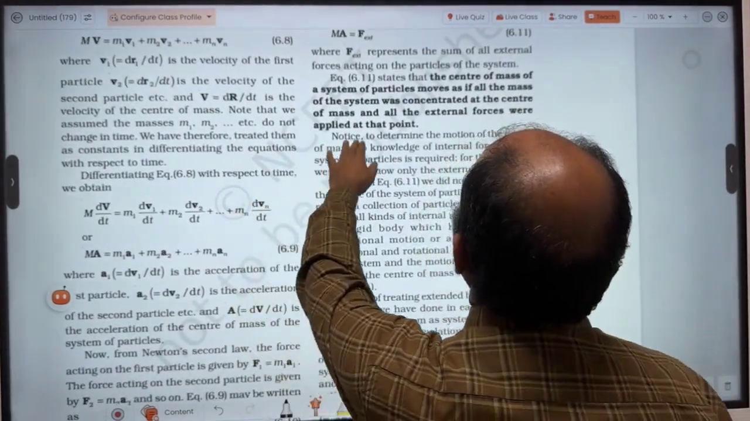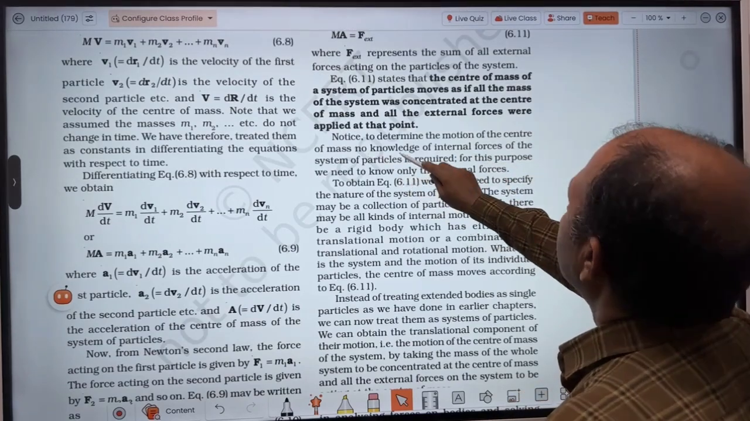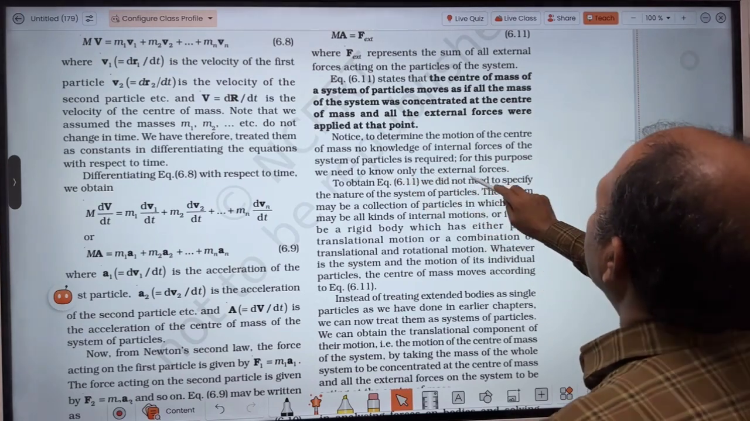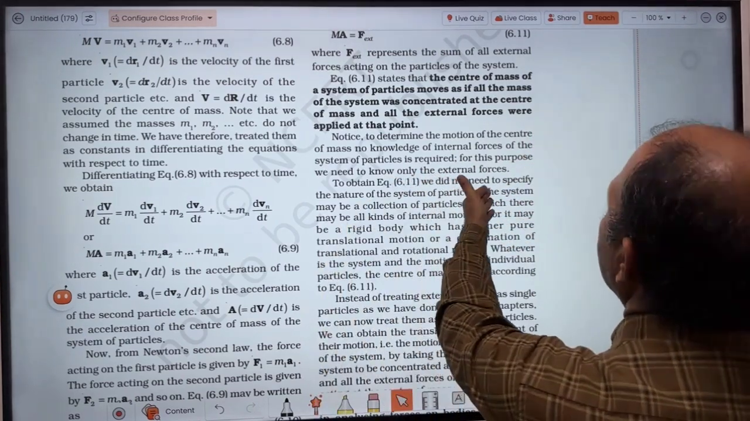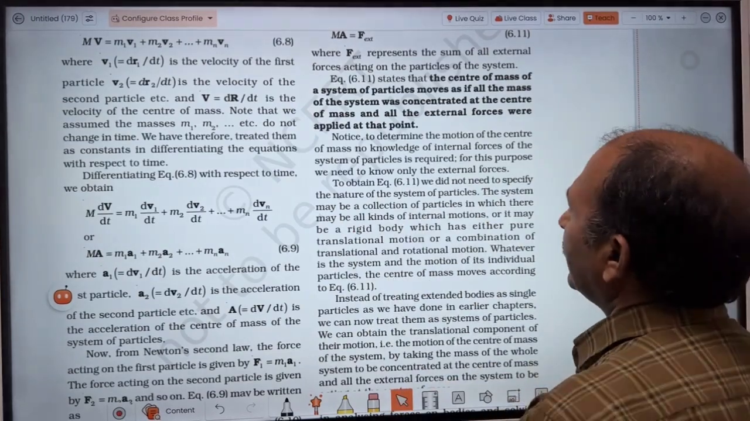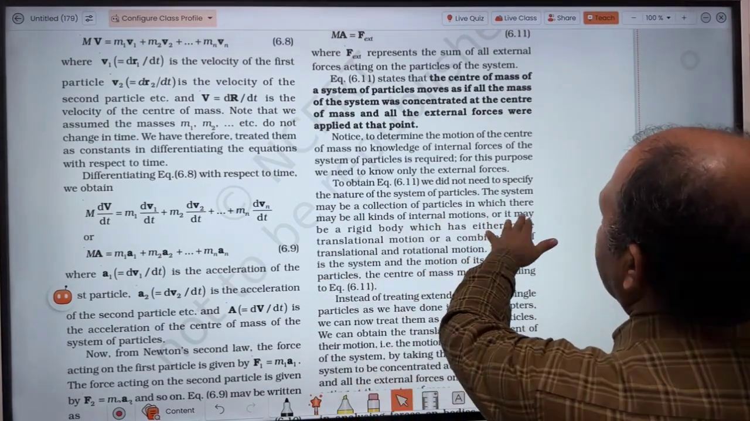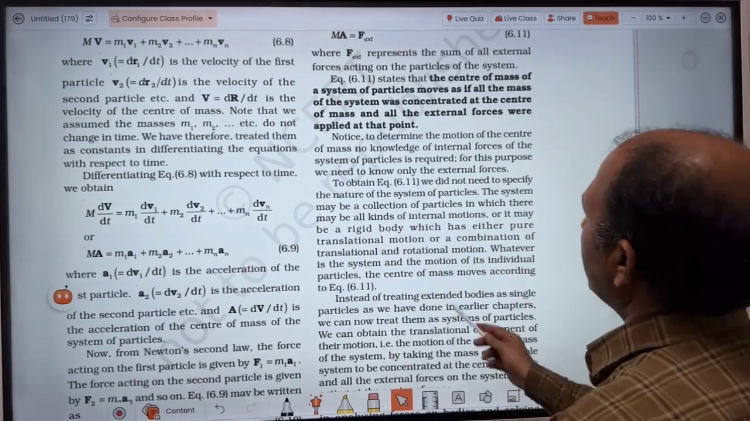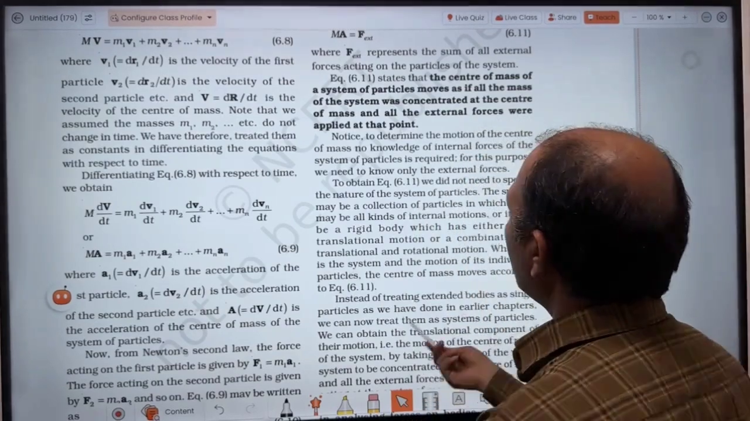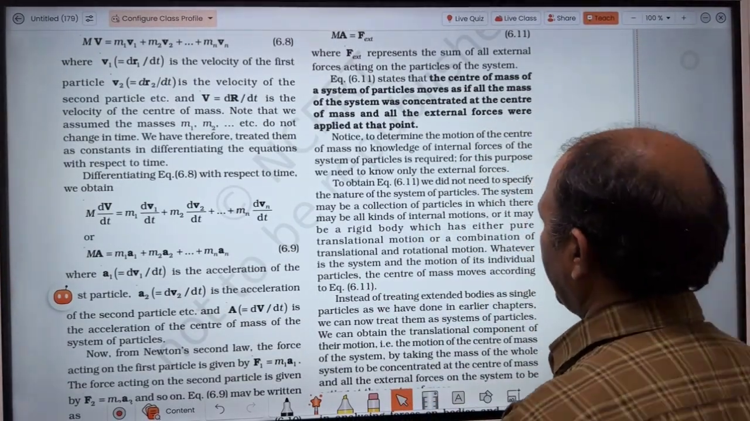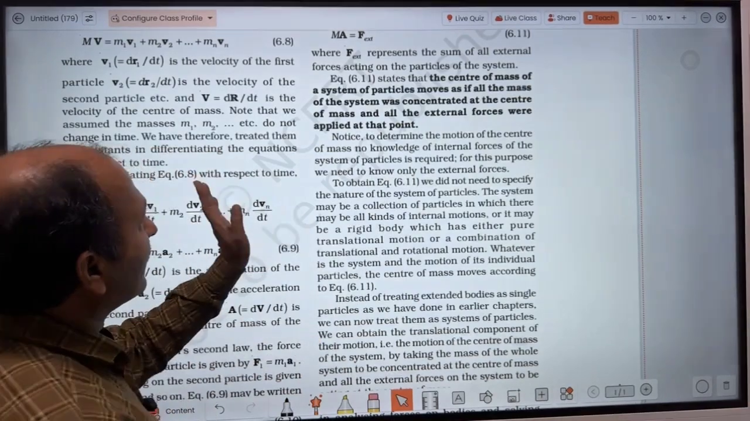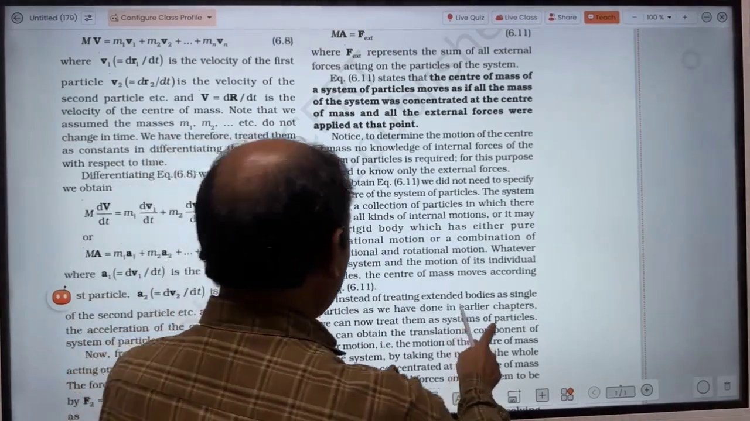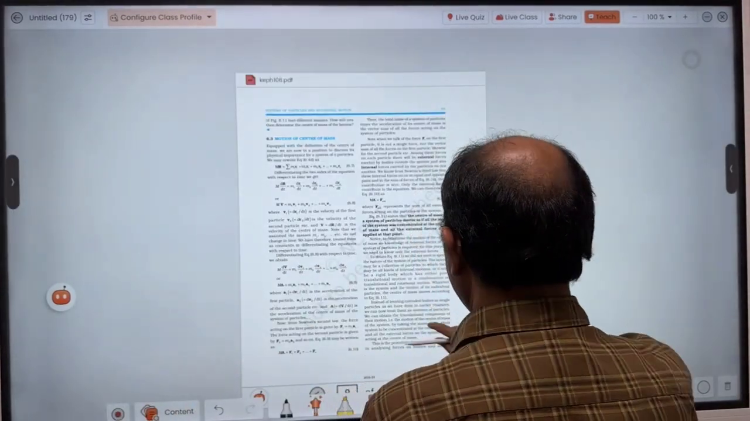Here some more information is given, let's read it. Notice, to determine the motion of the center of mass, no knowledge of internal forces of the system of particles is required. For this purpose we need to know only the external forces. So to obtain this, we did not need to specify the nature of the system of particles. Here the system may be a collection of particles in which there may be all kinds of internal motions, or it may be a rigid body which has either pure translation motion or a combination of translation and rotational motion. Whatever is the system and the motion of its individual particles, the center of mass moves according to the equation that we have derived. This equation, ma equal to F external.